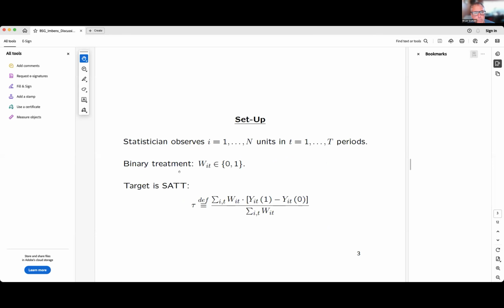Okay, so what I'm going to mostly spend my time doing is giving a very quick recap of the matching algorithm, because I think that will be most helpful to the audience, and then I'll make a few connections. Just a few reminders: there's n cross-sectional units, observed in t periods, it's a binary treatment, and the target is the average treatment effect on the treated.